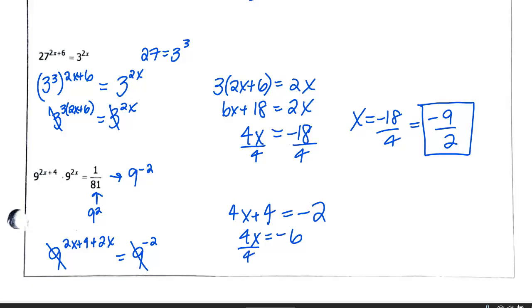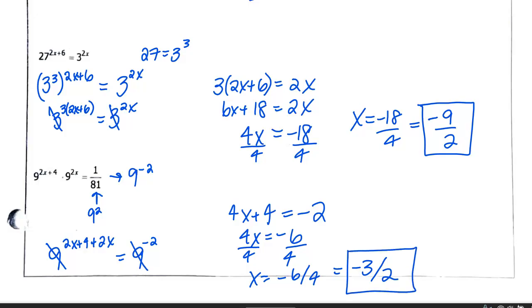We divide both sides by 4, and we get x equals negative 6/4. Of course, we want to simplify, so that gives us negative 3 halves. And there's our answer. So it's super, super simple when we can change the bases to be the same, or if we're already given them with the same base.